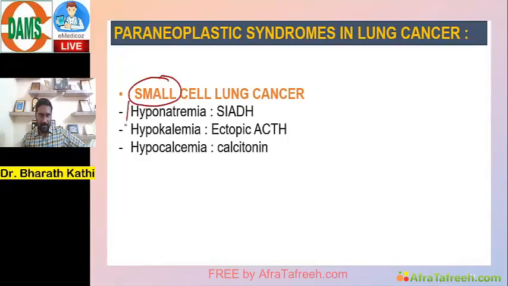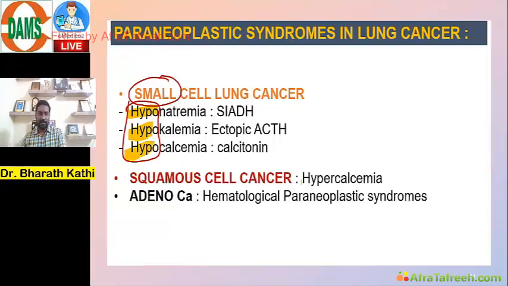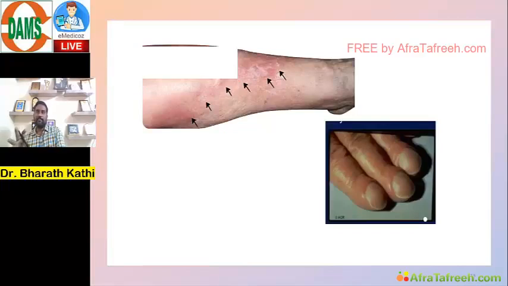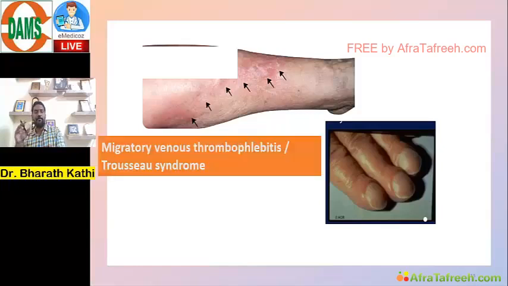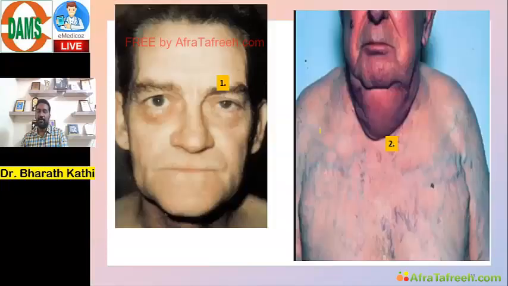Small means less, hypo means also less. So all hypos are generally associated with small cell: hyponatremia, hypokalemia, hypocalcemia, whereas squamous cell, hypercalcemia. Adeno, you can notice hematological paraneoplastic syndromes, and they will give you these as pictures. Patient is having these manifestations and lung cancer. What might be the histology? What do you notice? Migratory venous thrombophlebitis, also called Trousseau syndrome, clubbing. So this is suggestive of adenocarcinoma.